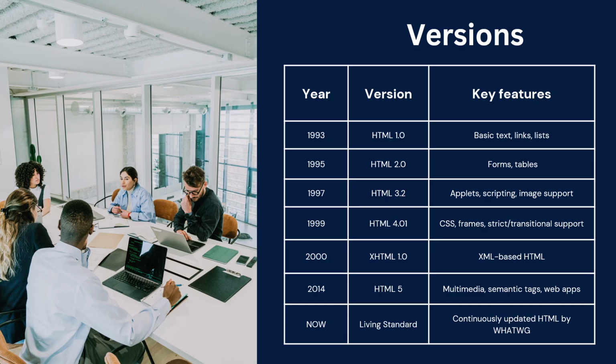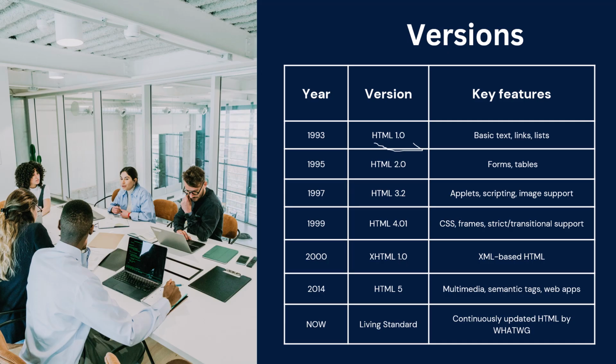Okay, these are the versions. First, in the year 1993, HTML 1.0. It is used to create basic structures. It only includes basic text, links, and lists. This HTML 1.0 is extremely basic. It allows only simple text formatting, links, and images, with no styling, no layout control, and no tables. It was meant only for scientific documents and internet networks.